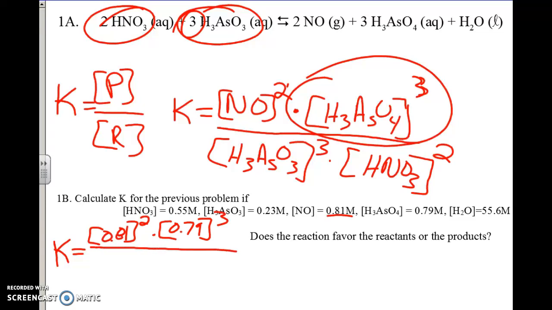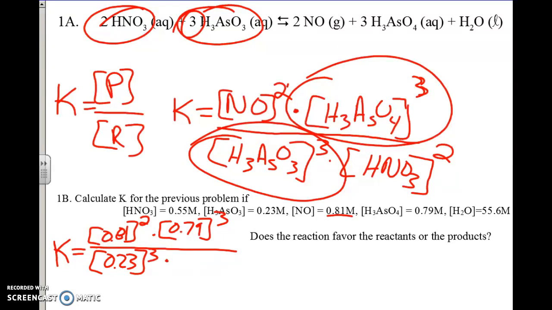Put my line. We'll do this part next. So that is going to be 0.23, and that is going to be to the third power. And then the very last part that we have to do is the HNO3, which is this part. And that one is 0.55, and that's going to go to the second. Take a second, crunch all that into your calculator, and then come back to me and we'll check and see if your answer is correct.